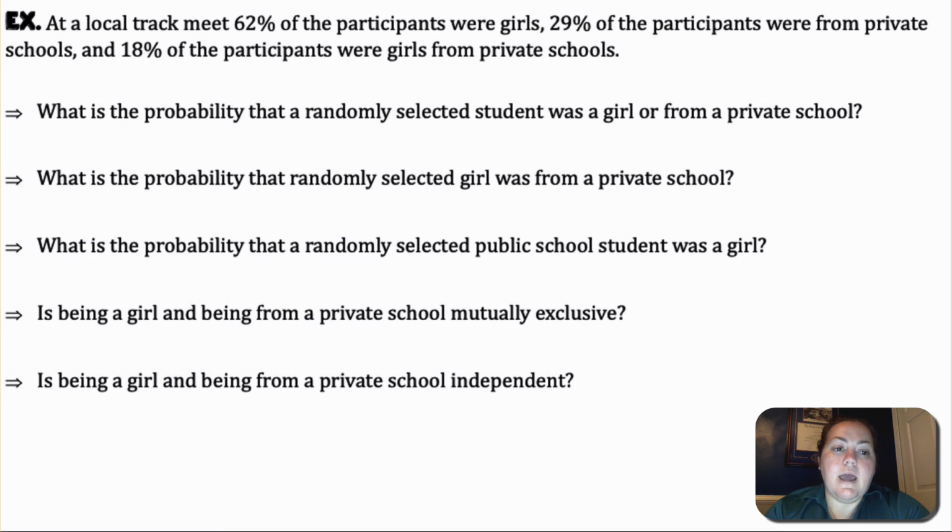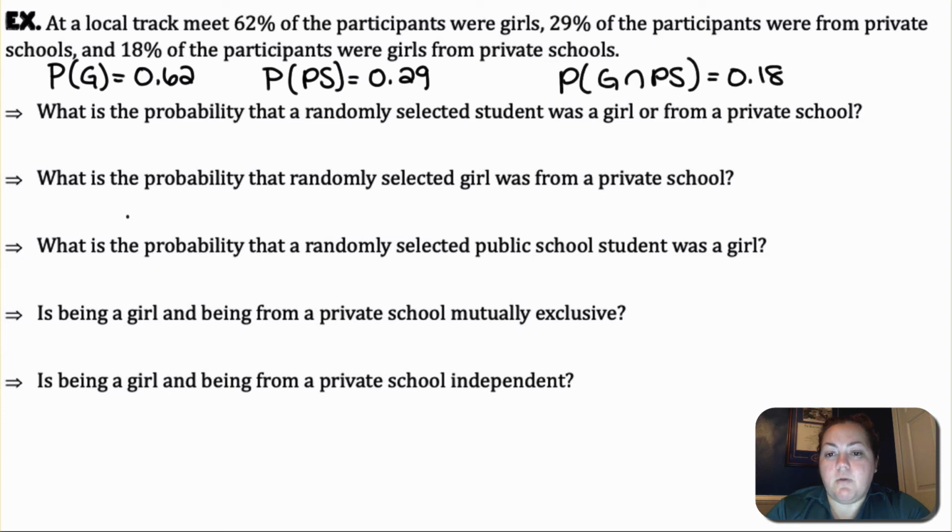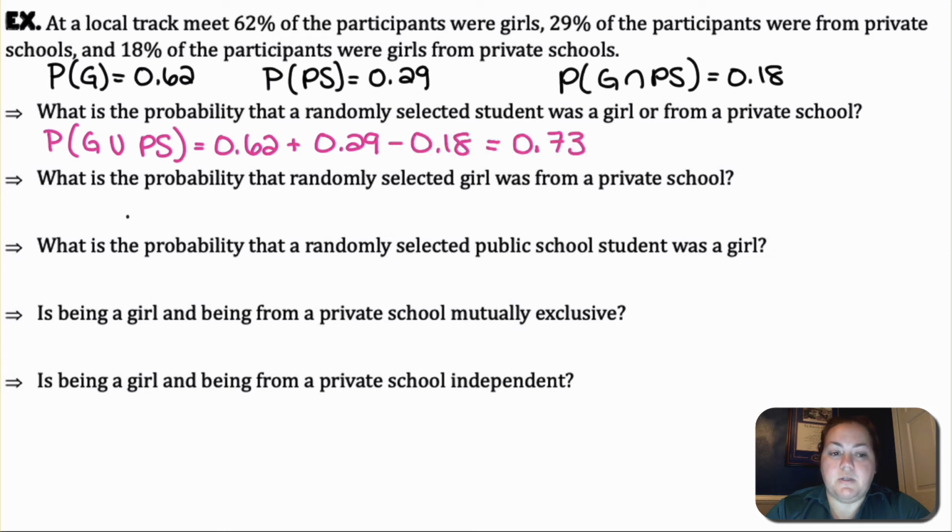All right. At a local track meet, 62% of participants were girls, 29% of the participants were from private school, and 18% of participants were girls from private schools. What is the probability that a randomly selected student was a girl or from a private school? All right, so we know that 62% were girls, 29% were from private school, and 18% were girl and private school. So girl or private school would be 0.62 plus 0.29 minus 0.18, which is 0.73.